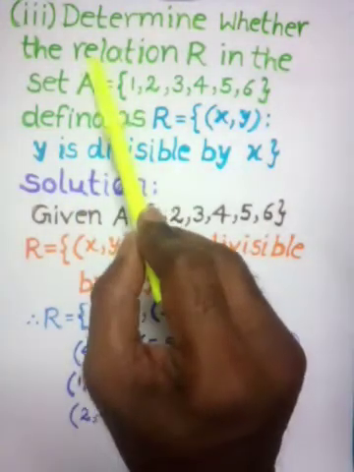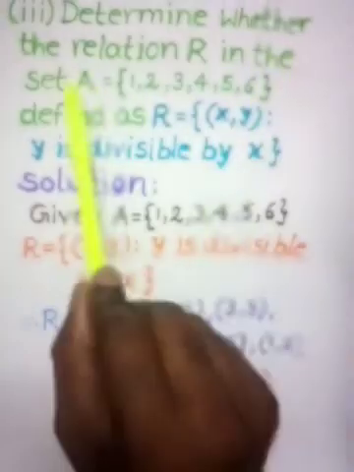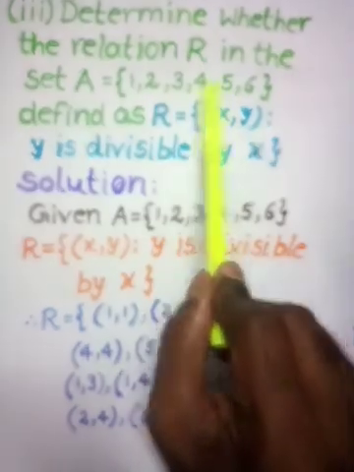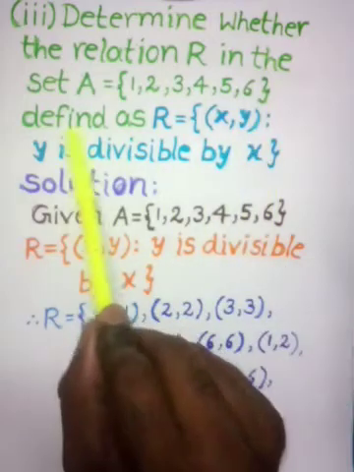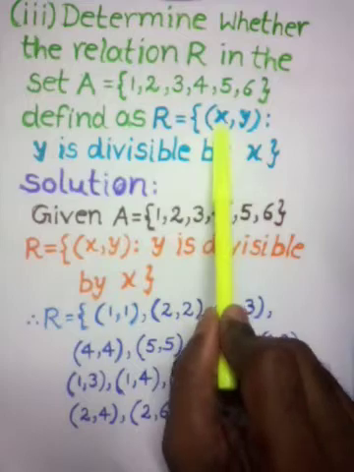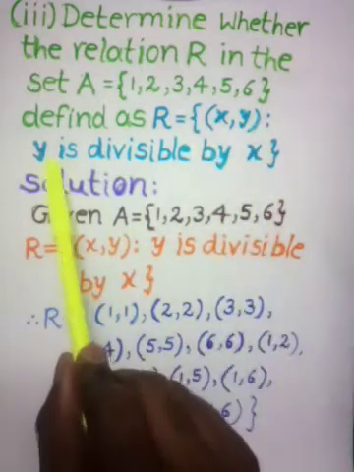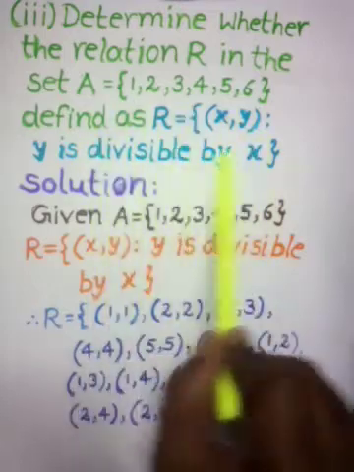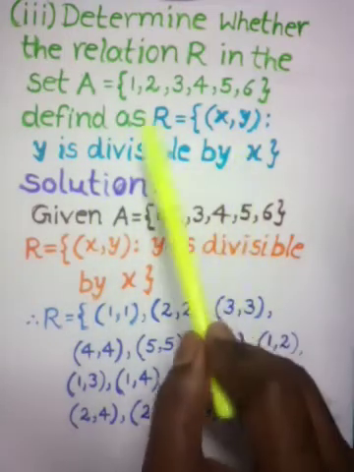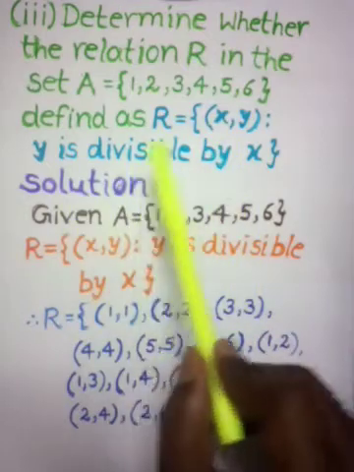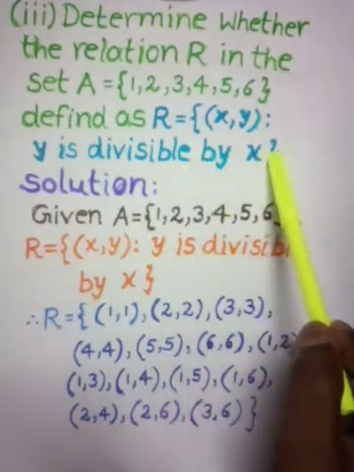Come to the next question, third question. Determine whether the relation R in the set A = {1, 2, 3, 4, 5, 6}, defined as the set of all ordered pairs (x, y) such that y is divisible by x, is reflexive, symmetric or transitive. This is the given relation R.